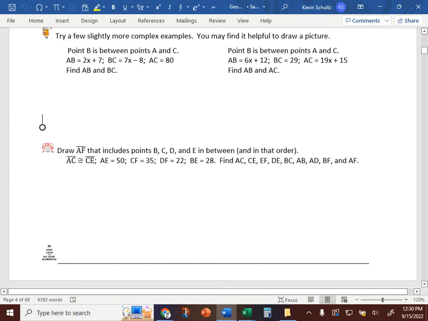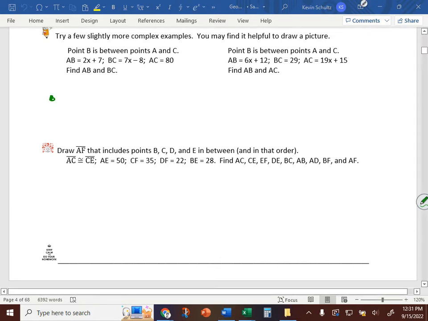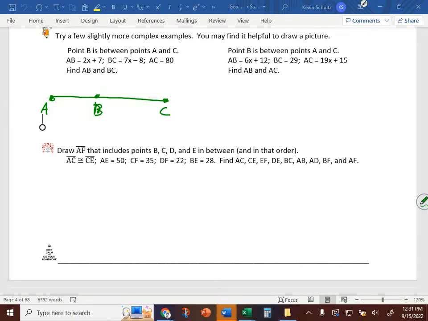This is what your homework is going to look like and what your test questions will look like also. It says point B is between points A and C. So let's just draw this out. Let's put point B between points A and C. We don't really know if point B is closer to point A or point C. We don't know if it's right in the middle. All we know is it's between.